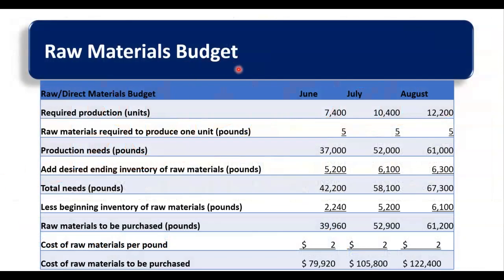If we look at this, this is the raw materials budget we discussed in the prior week. So it was straightforward. You're only assuming that you've got one type of raw material that goes into your product. But we know in reality, for many companies, there's more than one type of raw material that it takes to make a product.